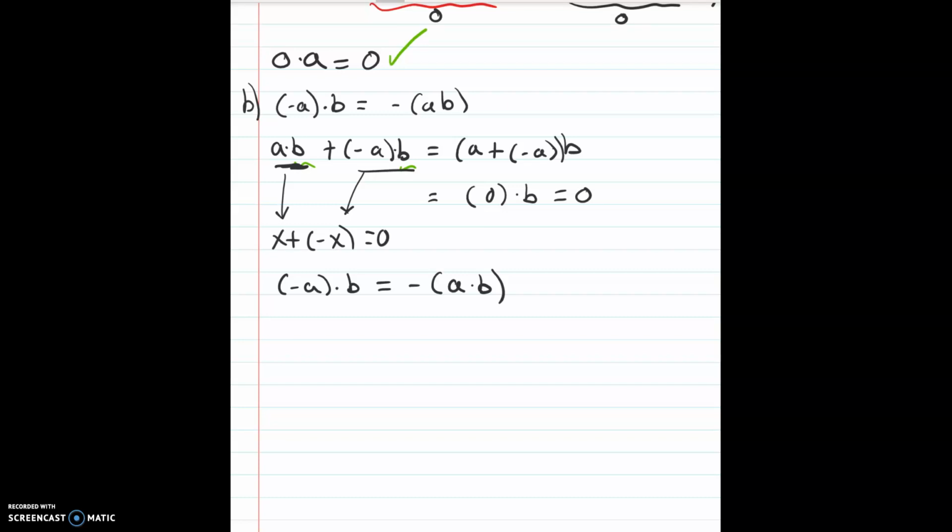If you're not convinced by this, you can just do it yourself. You can equate both sides and just add negative A times B to get rid of that, and you'll find that this is the case, okay?